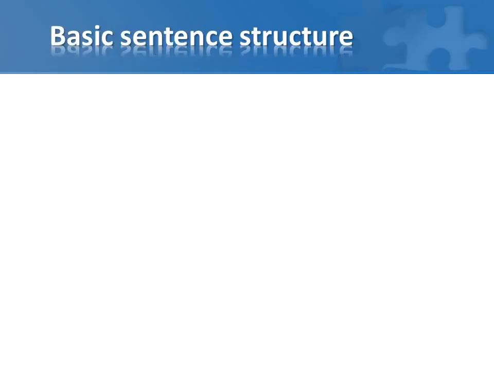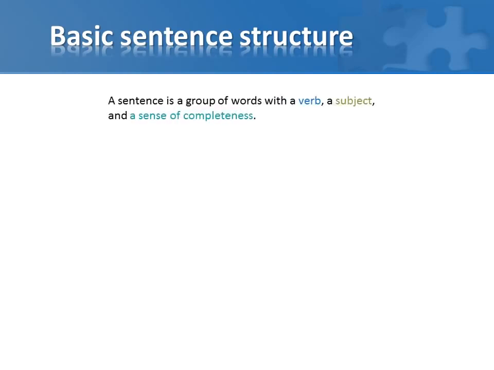Now, you might remember at one time or another hearing a definition of a sentence that sounds something like this. A sentence is a group of words with a verb, a subject, and a sense of completeness. Let's take a look at this with an actual example.